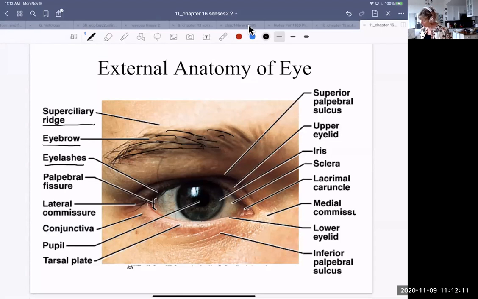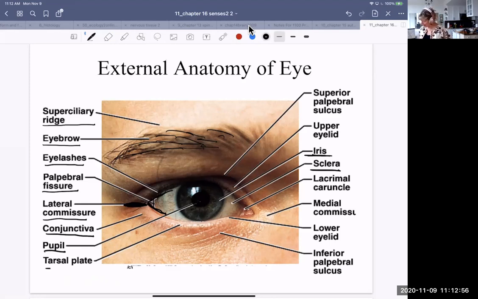The palpebral fissure, pardon me, is the area between your lids. The lateral commissure is where your eyelids come together. The conjunctiva, and we'll talk about all these separately, is a layer inside your eyelid. The pupil is the opening between your iris. So the iris surrounds the pupil. The sclera is the outer layer of the eye. It's quite thick.